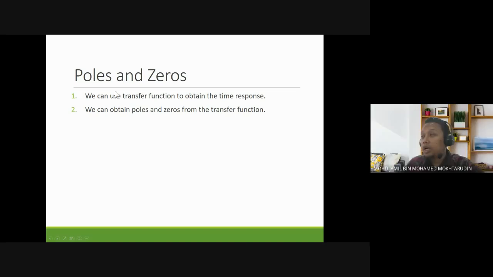In previous lectures, we have learned about deriving the transfer function and what a transfer function is, but we don't know what the use of a transfer function is. One of the uses is to obtain poles and zeros. So for now, we will understand how to obtain poles and zeros from the transfer function.